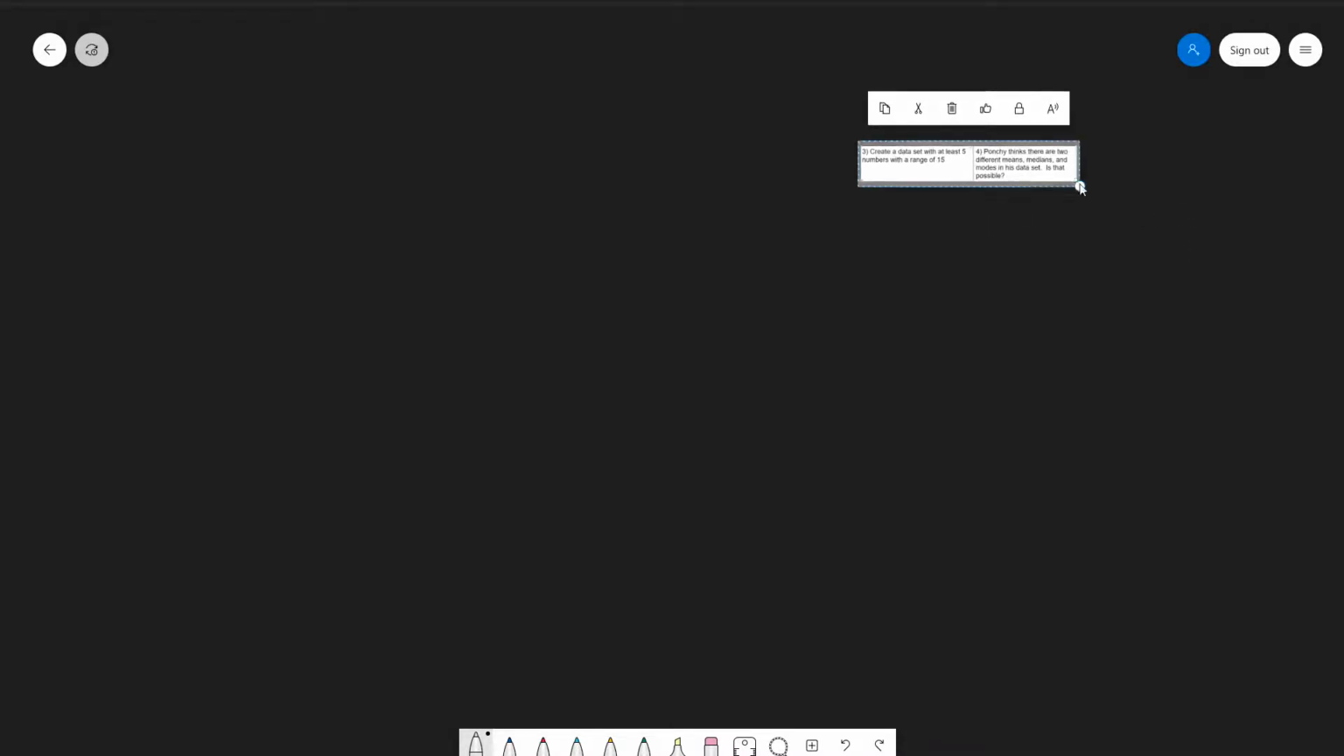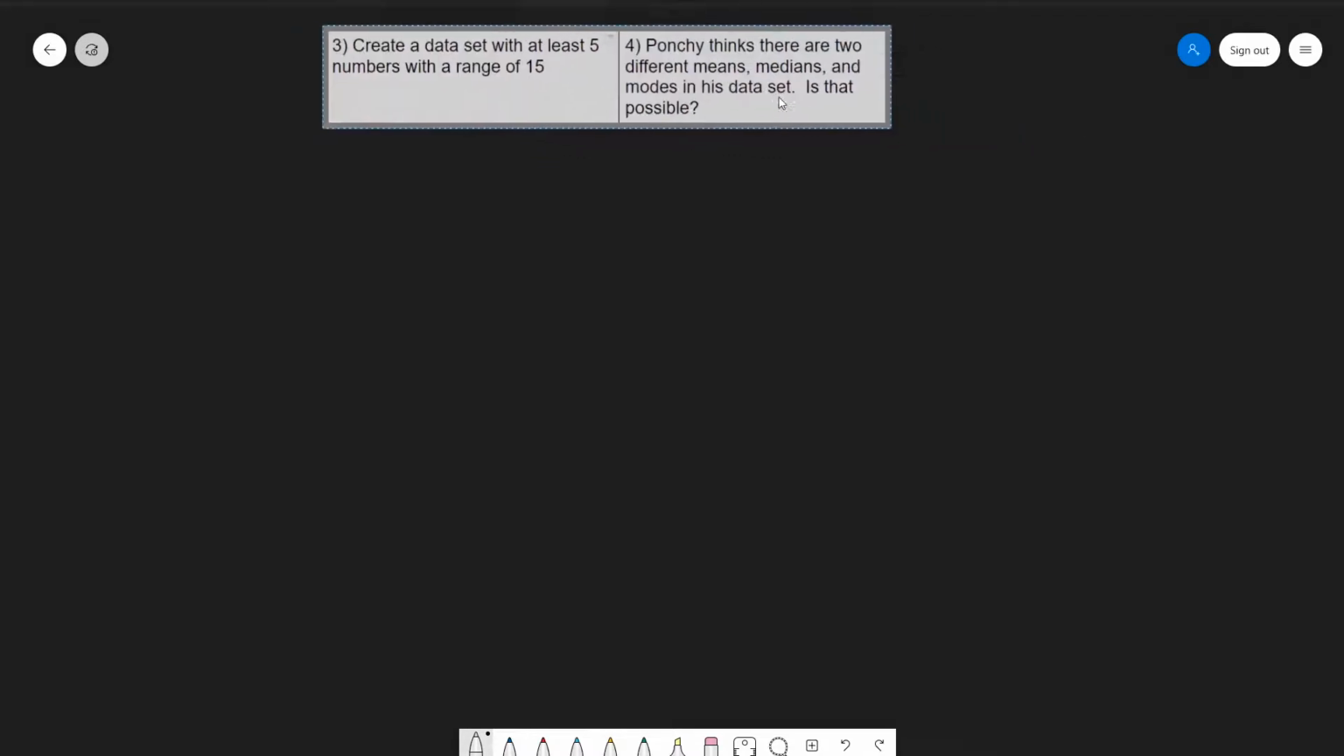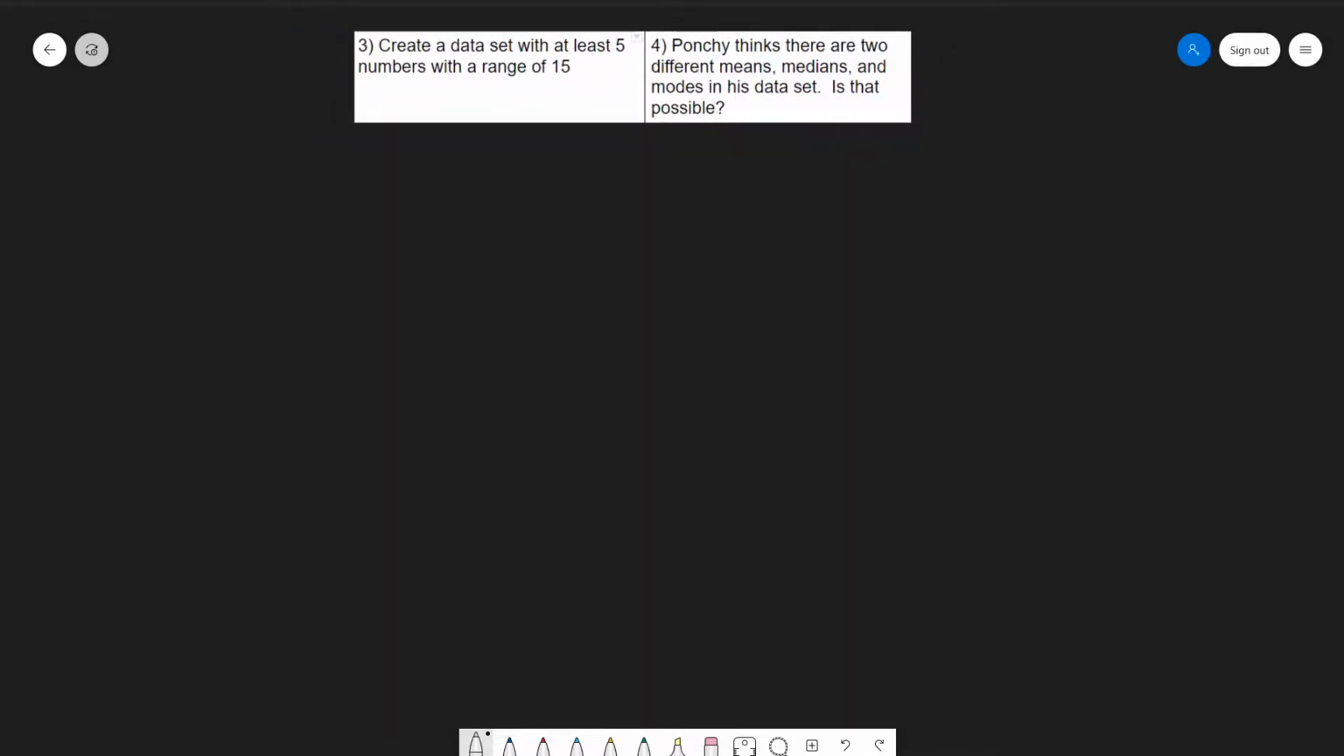Create a data set with at least 5 numbers with a range of 15. So range, that's my least to greatest. I'm just going to create the smallest number, let's call it 1, and we know 15 away from that is 16, and then my other numbers just need to be between there. So here's a 2, here's a 12, here's a 10. And there we go. That's a range of 15.